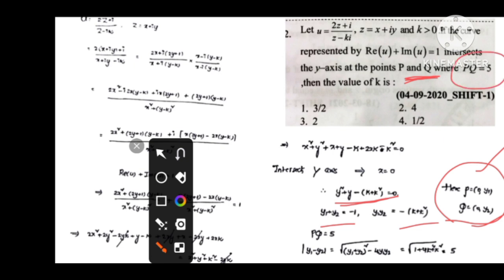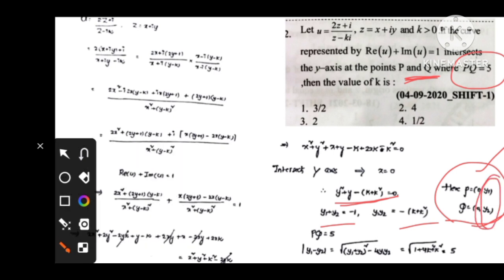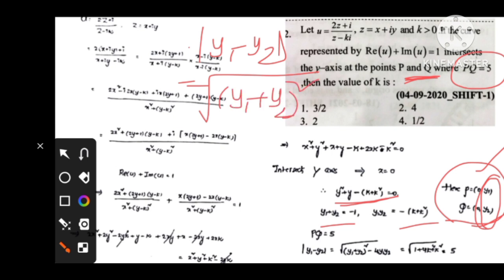And also given that pq is equal to 5. Okay. pq is equal to 5 means, what is the pq formula? Find the distance between these two points. That is nothing but simply mod y1 minus y2. Okay. Distance is equal to modulus of y1 minus y2. How to find that value? The direct formula is (y1 plus y2) whole square minus 4 y1 y2. Okay, this is the (y1 minus y2) whole square formula.